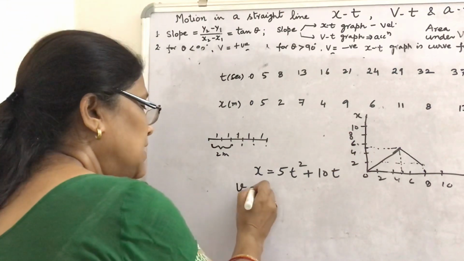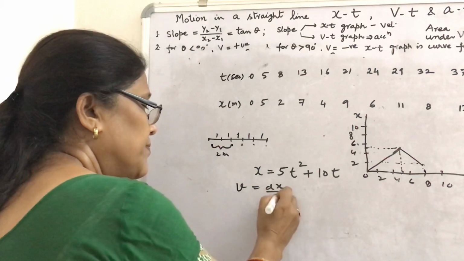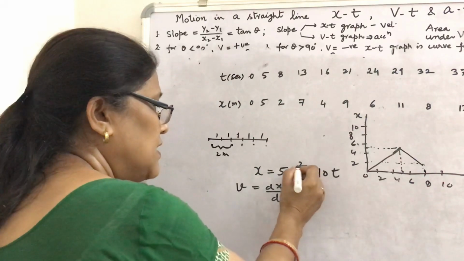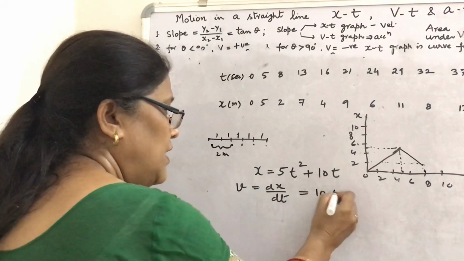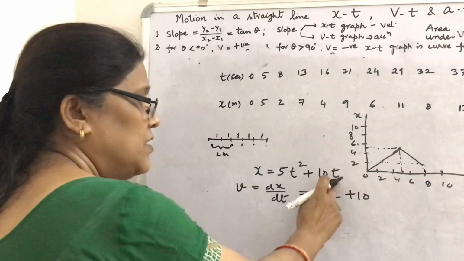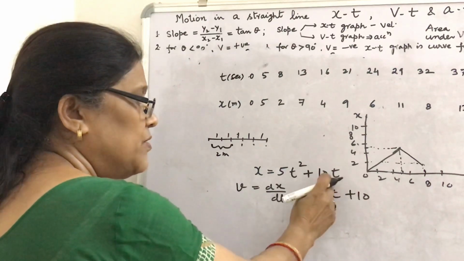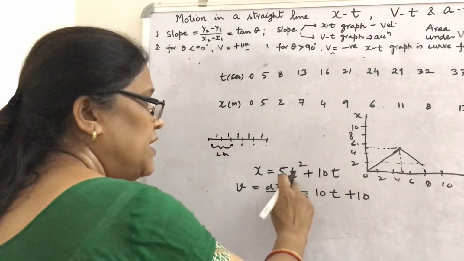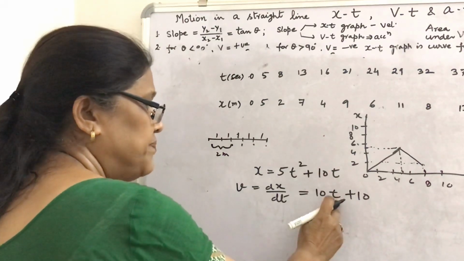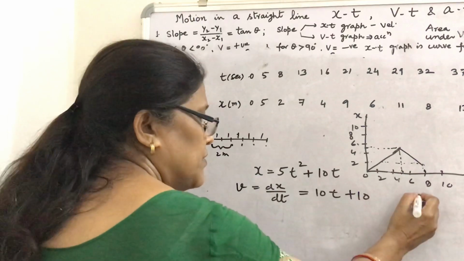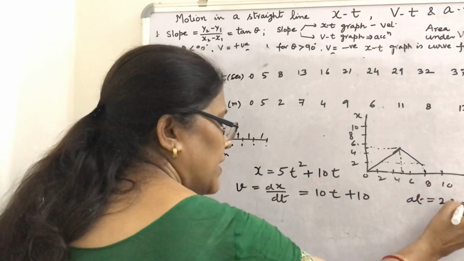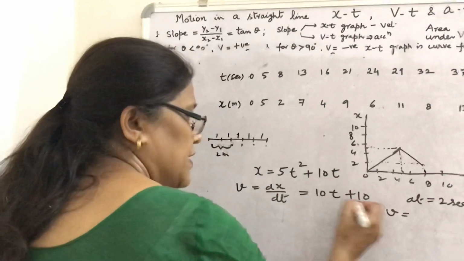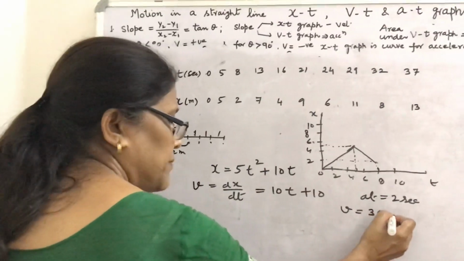You know velocity is dx by dt. What will you do here? The differentiation of 5t square plus 10t: for 10t, the 10 comes out and dt by dt is 1, so 10. For t square, differentiation is 2t to the power 2 minus 1, so only t, giving 10t plus 10. At t equal to 2 seconds, find v. Put in 2 seconds, so v will become 20 plus 10, how much? 30 meters per second.